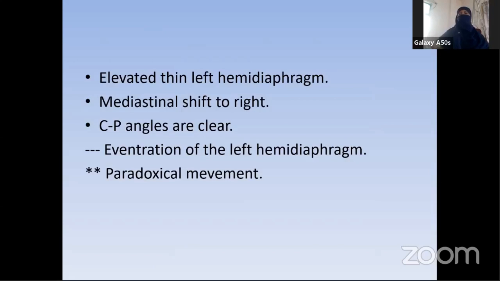And how can we evaluate this paradoxical movement? Definitely you will see it in all those modalities that follow the phases of respiration, like ultrasound, tomography, and X-rays taken in inspiration and expiration. You can compare the full scenario. If you don't have any other facilities, you can take a snap of the patient's chest at the height of inspiration, and the next one at the height of expiration.